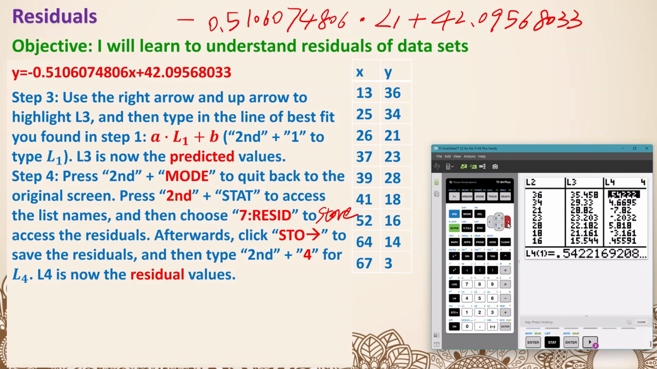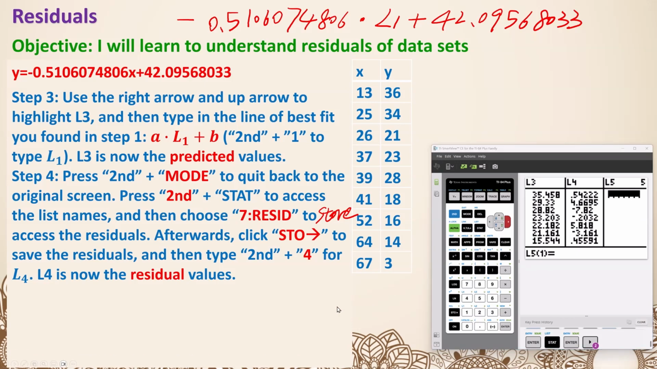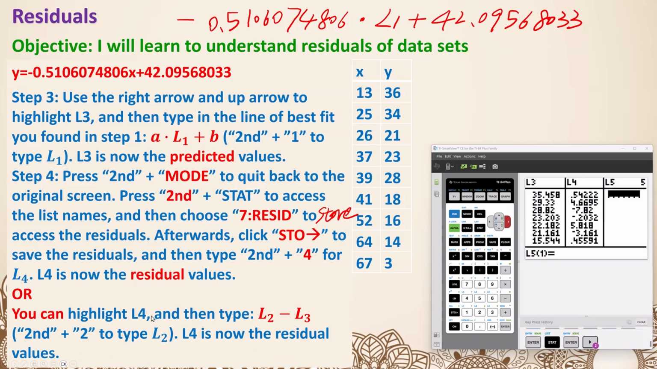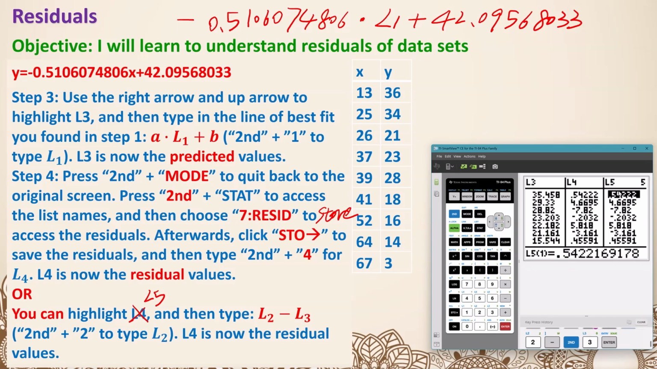So since we already had L4 as the residuals, we're going to try the other method right here. Let's actually highlight L5 and do the manual method in L5. So highlight L5. We're going to do what we learned yesterday. It's L2 minus L3. So it's the y values minus the predicted values. So second 2, that's L2, minus second 3, that's minus L3. Then we press enter. And you can see every single number for the residuals are now in L5 as well.